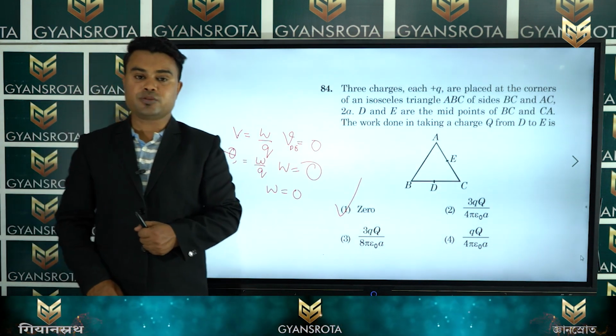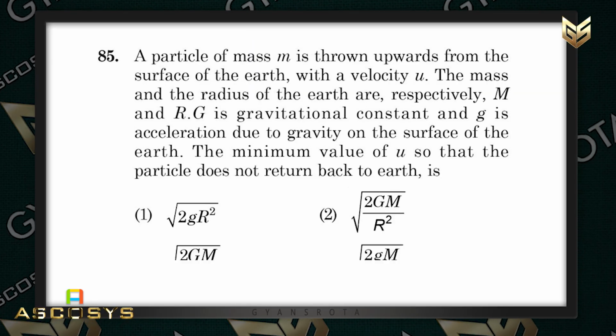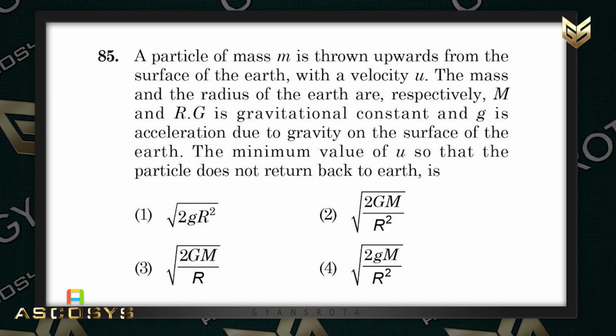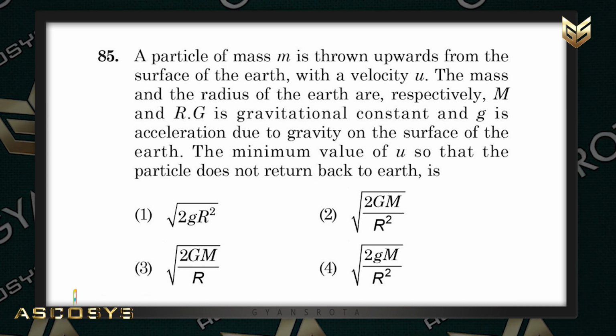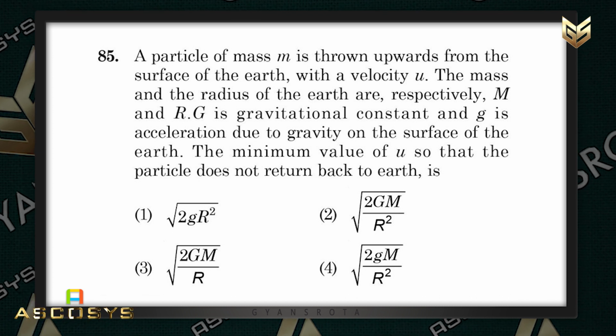Now let us move to the next question, that is question number 85. A particle of mass m is thrown vertically upward from the surface of the earth with a velocity u. The mass and the radius of the earth are respectively M and R. G is the gravitational constant and small g is the acceleration due to gravity on the surface of the earth. The minimum value of u so that the particle does not return back to earth.